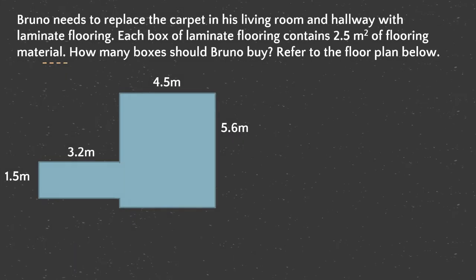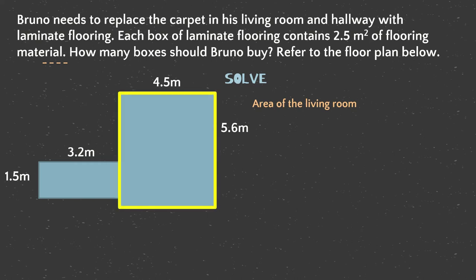Let us now solve. So let us find first the area of the living room. Since we have length times width, multiply 5 6/10 meters by 4 5/10 meters. So that would be 25 2/10 square meters.